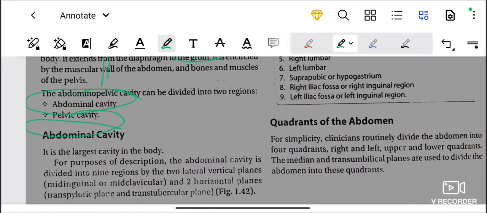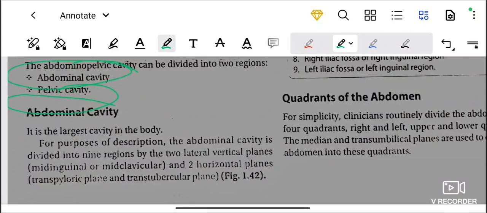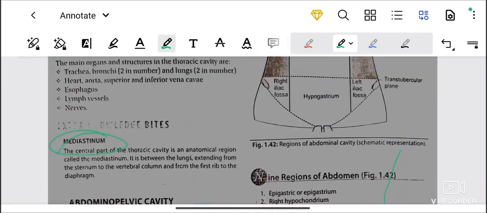First we will discuss the abdominal cavity. The abdominal cavity is the largest cavity. For purposes of description, the abdominal cavity is divided into 9 regions by two lateral vertical planes, that is the midclavicular planes, and two horizontal planes, that is the transpyloric plane and the transtubercular plane. I will show the figure and explain.